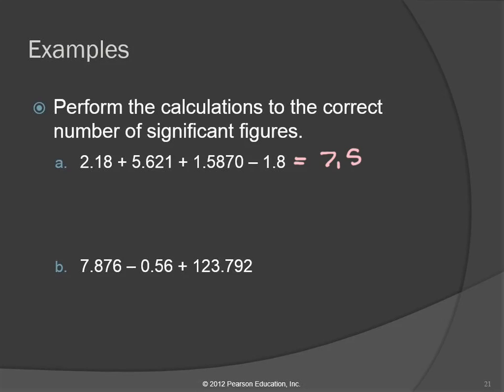I'm getting 7.588. Anybody else get that? Okay. How should I round this? Well, first thing is, where's the uncertain digit? So this one has 2 decimal places, 3 decimal places, 4 decimal places, 1 decimal place. So I'm going to have 1 decimal place in this one. I'm going to keep the 5, and so I'm going to round this up and call it 7.6.